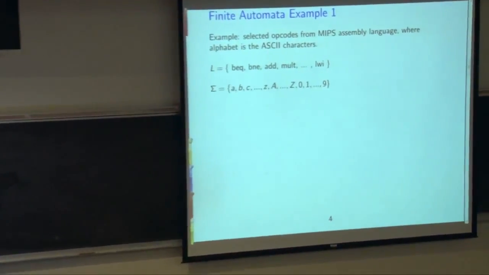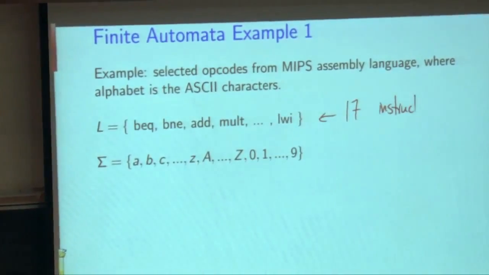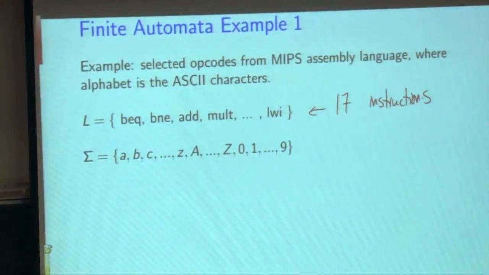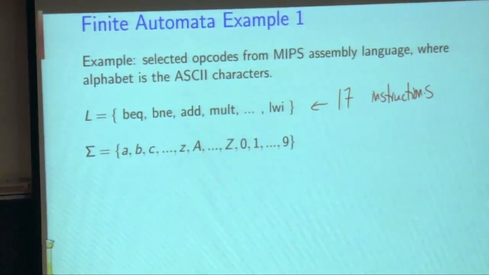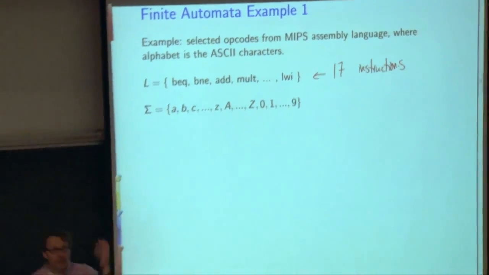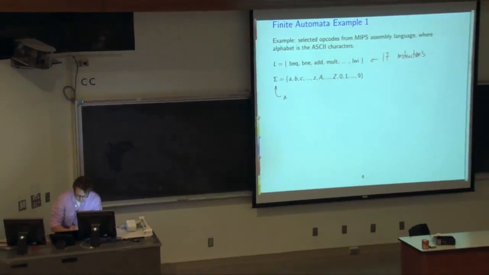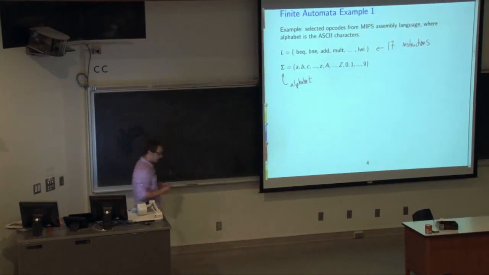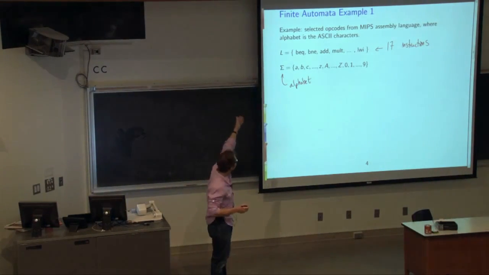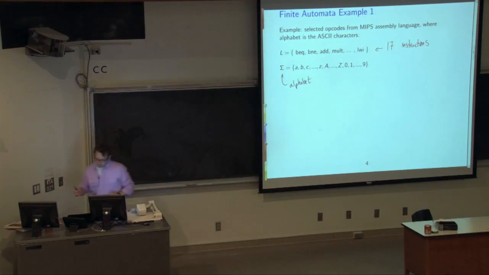There's, in fact, a set of 17 different instructions, which students would have been familiar with in the first 9 lectures. This is a language, right? Which is why I'm calling it L. It is a finite set of alphabet symbols. So here's sigma. And in this course, sigma means this is an alphabet. So the alphabet I'm describing is the lowercase letters, the uppercase letters, and the digits 0 through 9. Okay. So I would like to make a DFA for this.